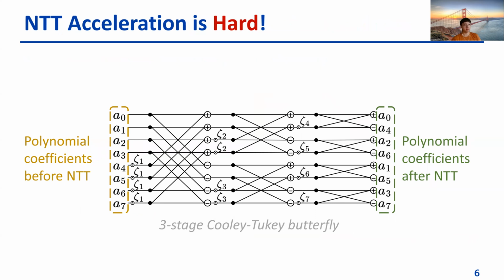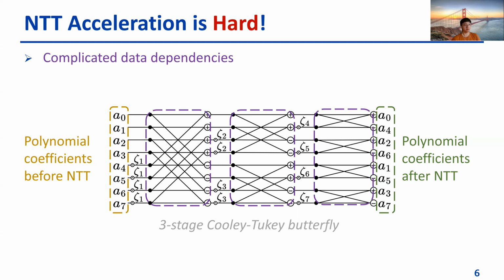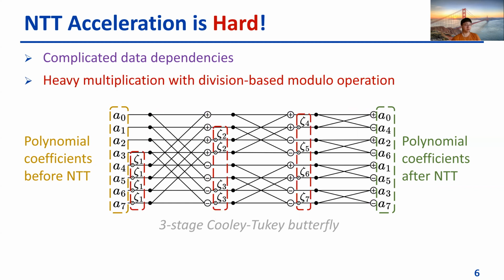Actually, NTT acceleration is not that easy to implement on hardware. In the figure, we show a common algorithm to implement NTT, which is called Cooley-Tukey butterfly. We can see that among three stages in this process, each stage has different and complicated data dependencies. In addition, each multiplication within the NTT is appended by a division-based modular operation, which is unfriendly for the hardware.